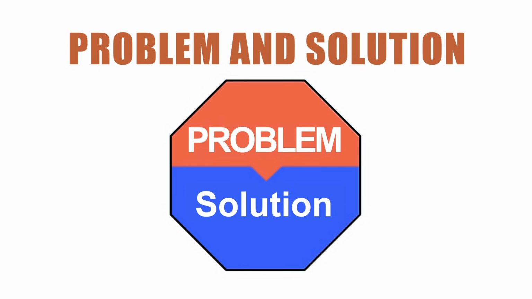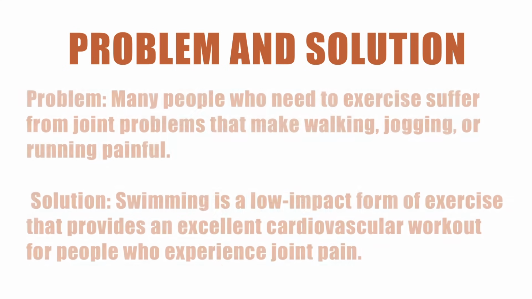Problem and solution. Unlike the relationship patterns we have studied so far, the relationship of problem to solution does not involve transitional words or phrases. Rather, the relationship usually involves an action that is taken to correct or resolve a negative situation. Here is an example of the problem and solution relationship.